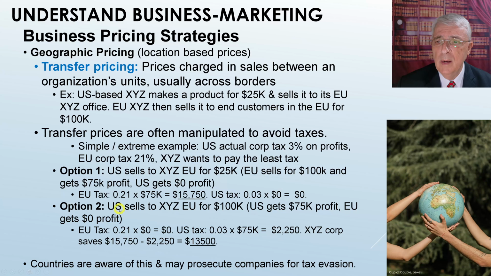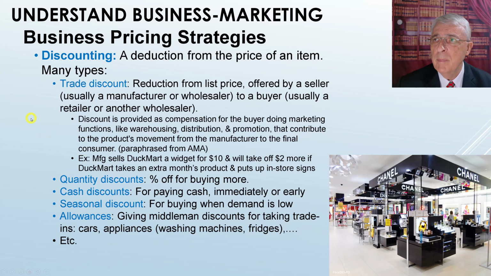Option two, the U.S. sells to XYZ Europe for $100,000. U.S. gets $75K in profit, EU gets $0 in profit. The EU tax, 21% still, times 0 equals 0. The U.S. tax is 3% times 75,000, $2,250. XYZ Corporation saves $15,750 minus $2,250, or a total of $13,500. So countries know about this, and depending on how you do it, it can be illegal or legal, and you have to be really careful because you can be nailed for tax evasion.